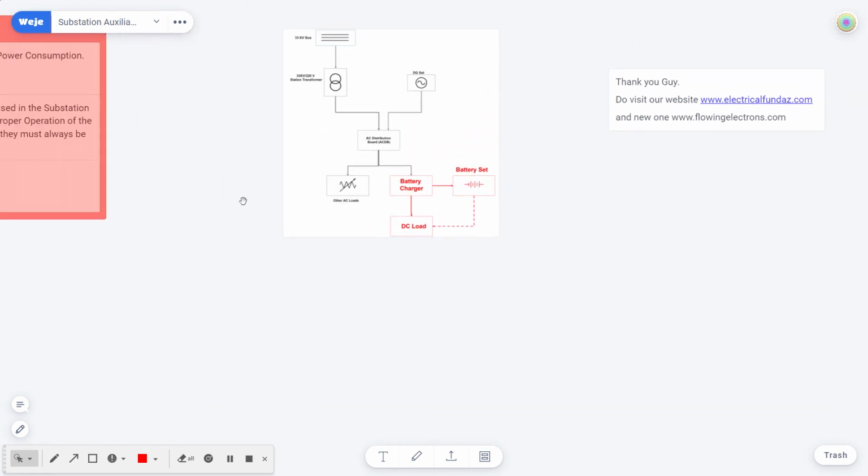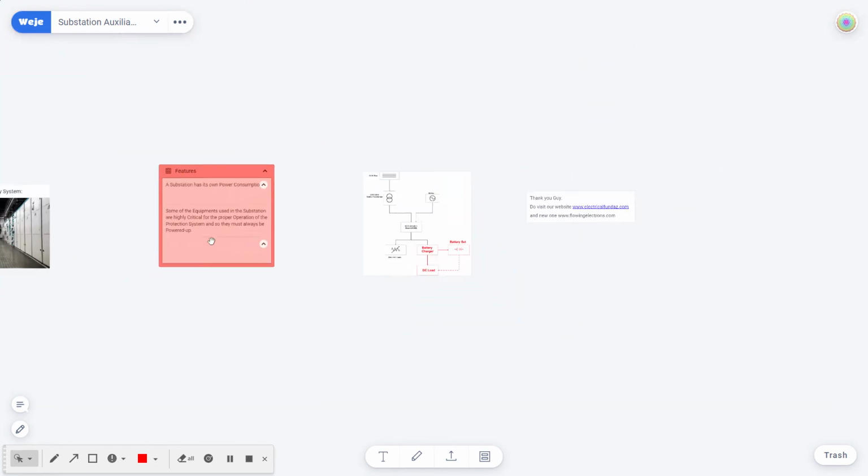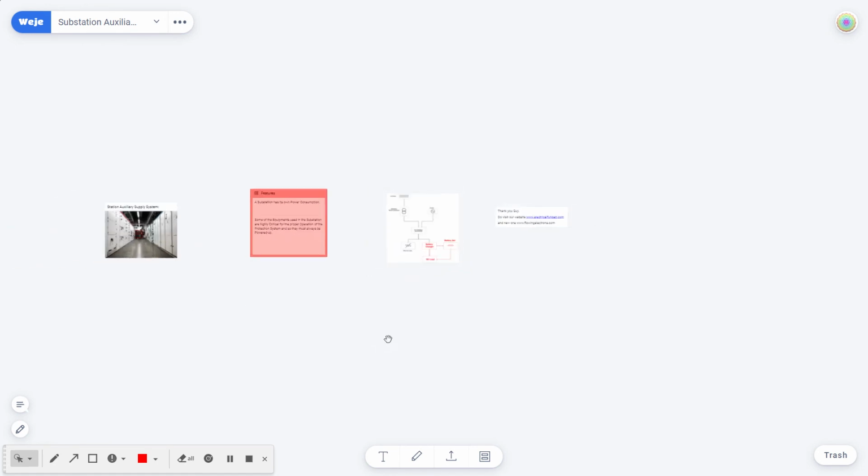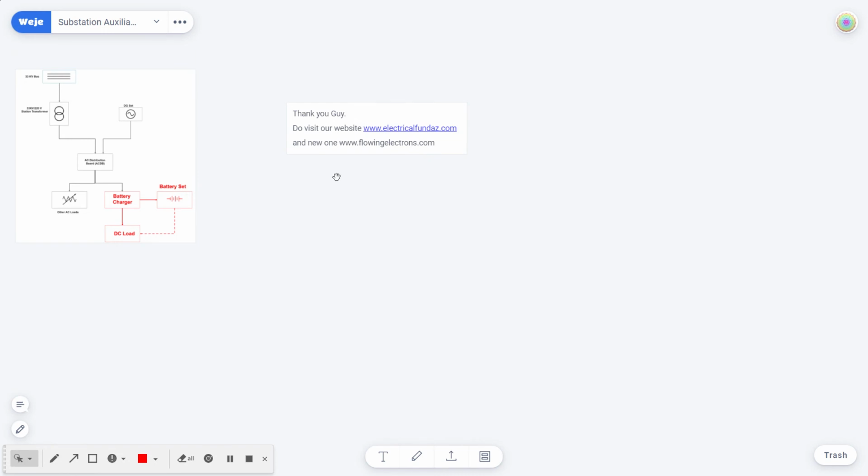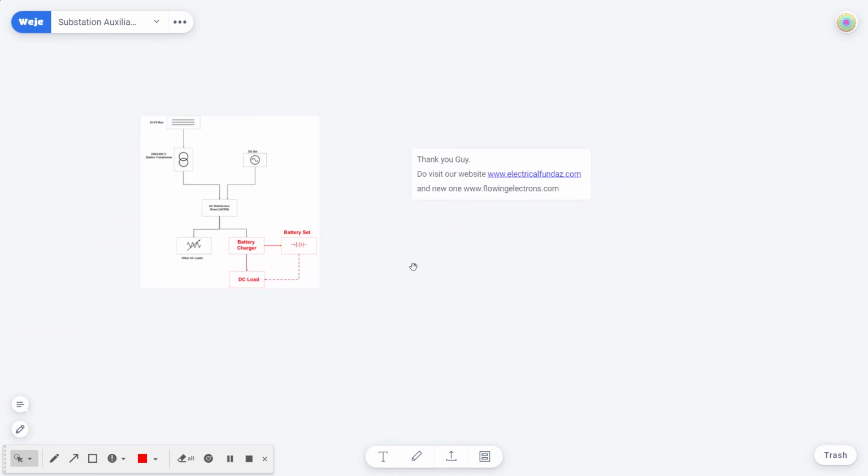So this was the overview of the auxiliary supply system that is used in the substation. Thank you so much, guys. In the next part, we'll be covering this auxiliary power supply system in detail.